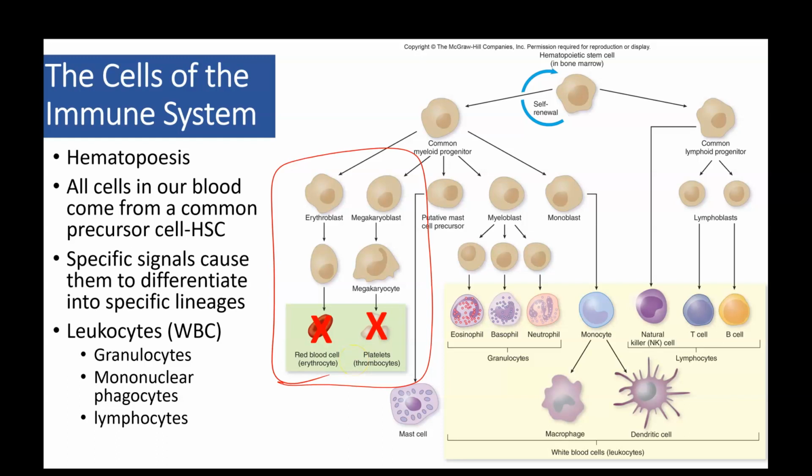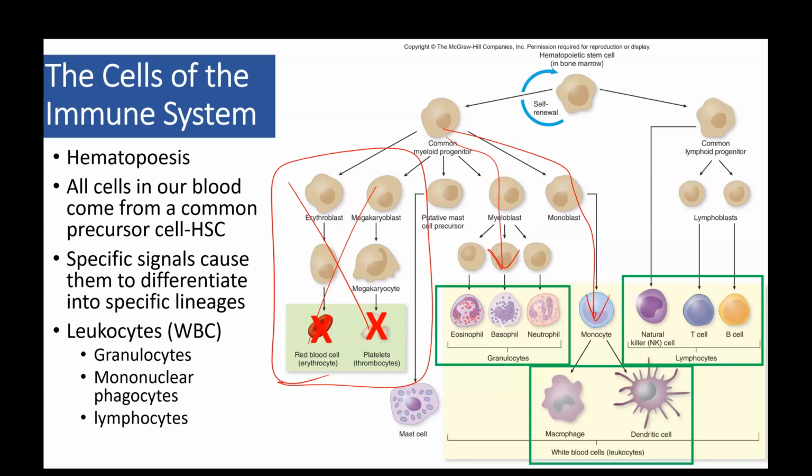We need our red blood cells and our platelets. They don't play any major role in our immune system, so we're going to pretty much ignore these. But what I do want to talk about is this and this one. Our granulocytes and our monocytes, granulocytes here and monocytes here, are major players in our innate immune system.